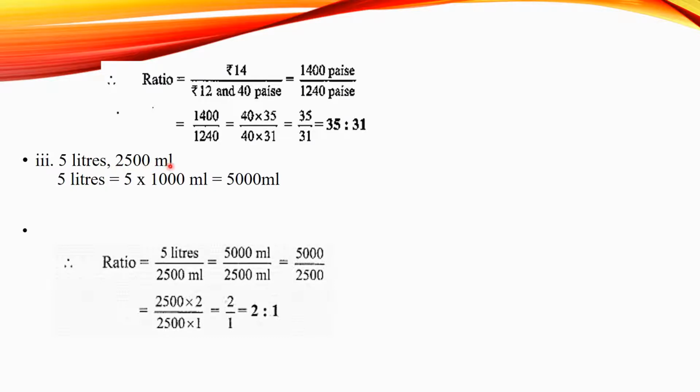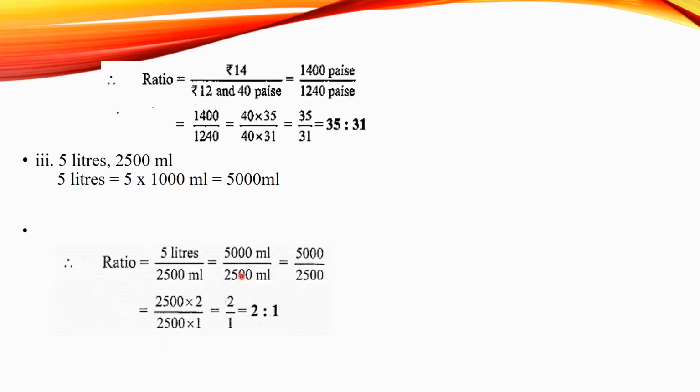Third question, 5 liters, 2500 milliliter. So we will convert 5 liters to milliliter. Since 1 liter is 1000 milliliter, 5 liters will be equal to 5 multiplied by 1000 milliliter, which is equal to 5000 milliliter. Therefore, the ratio is equal to 5 liters upon 2500 milliliter, which can be written as 5000 milliliter upon 2500 milliliter.